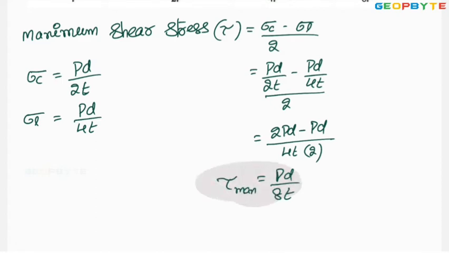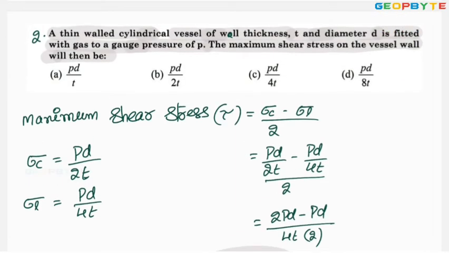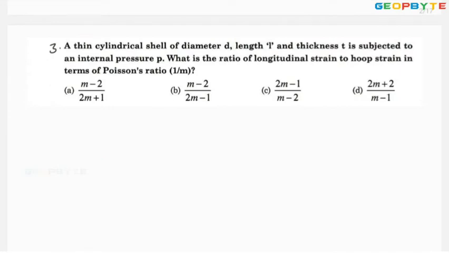That is the answer. Look at the options. Look at the option D. Option D is absolutely correct: PD by 8T. I hope you understood. Let us move to one more problem. Let us read the third problem.